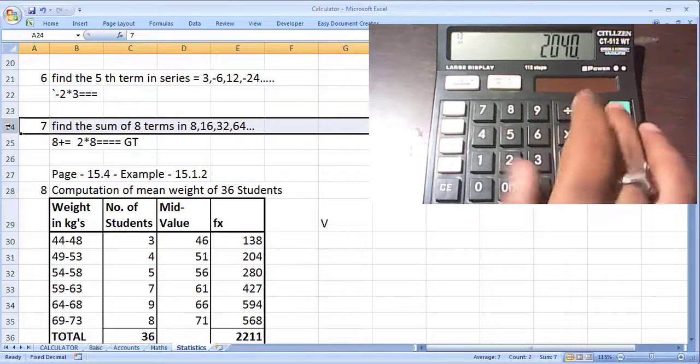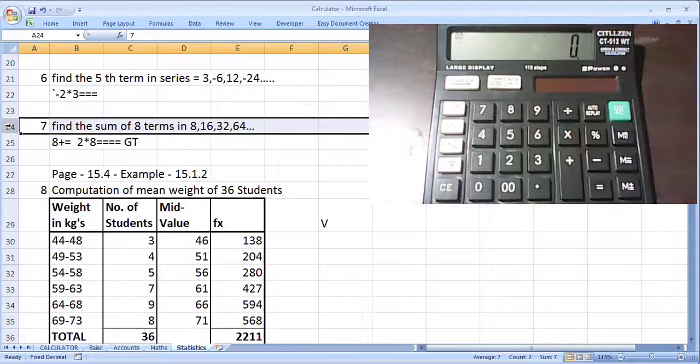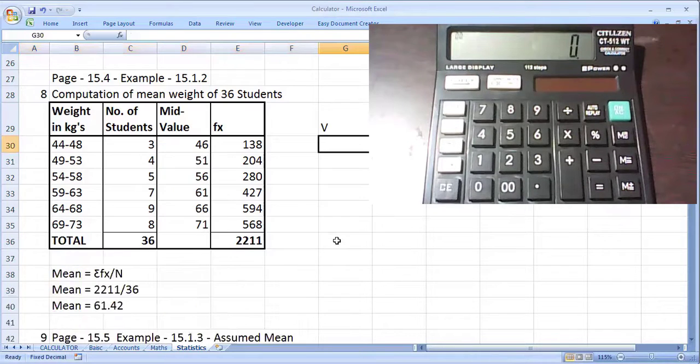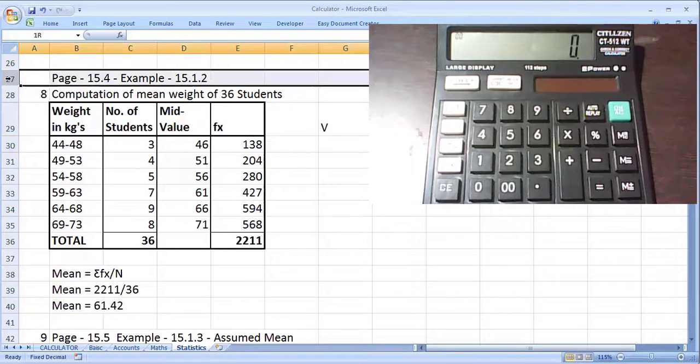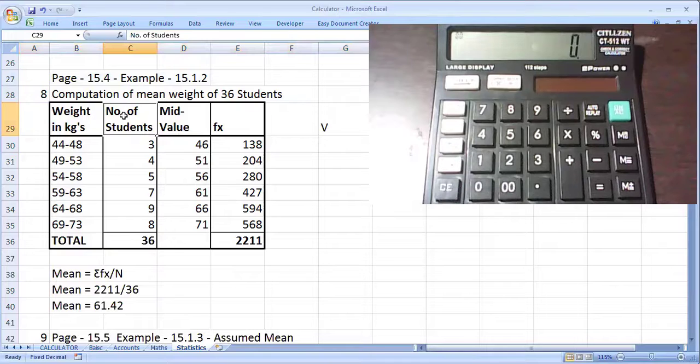And now the next question. Next, we'll go to another one. Computation of mean weight of 36 students. I have taken this from our study material, page number 15.4, example number 15.1.2. So what they are asking us to calculate now is the mean weight of 36 students.